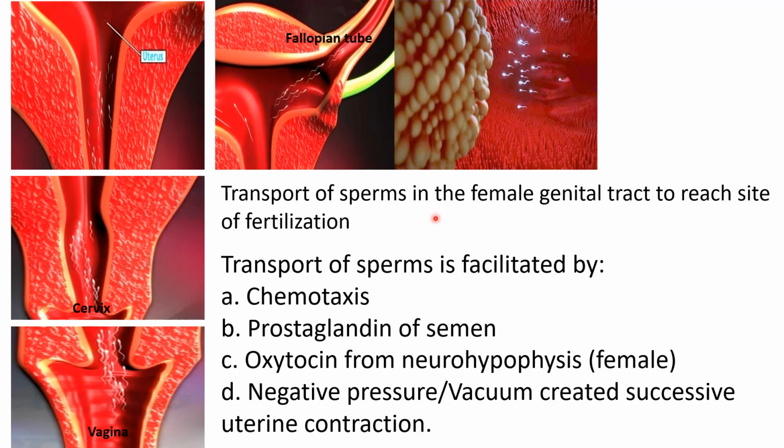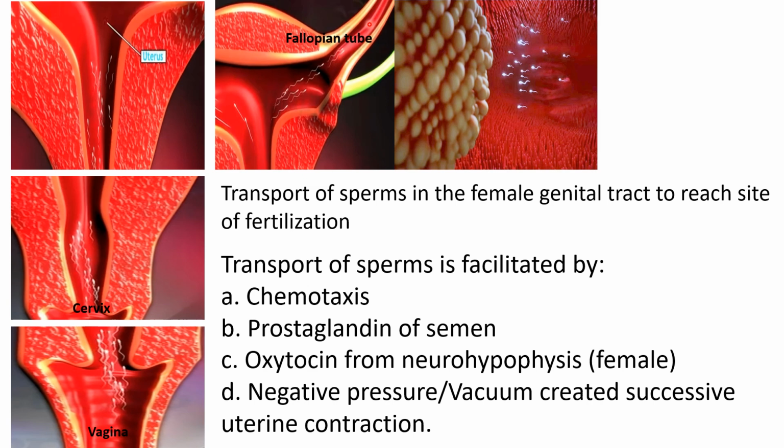The first step of fertilization is approximation of gametes. Means spermatozoa and ova has to reach the site of fertilization. So first we will see the journey of spermatozoa. Okay. So after the act of coitus, the spermatozoa are deposited in the vagina. So they have to travel from the vagina into the cervix, then to the uterine cavity, and then through the fallopian tube it will reach the site of fertilization.